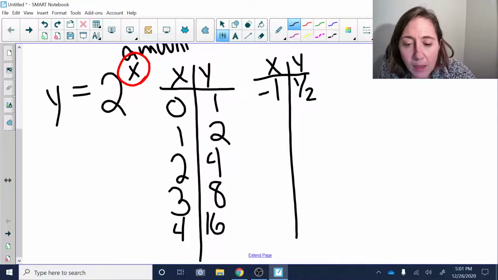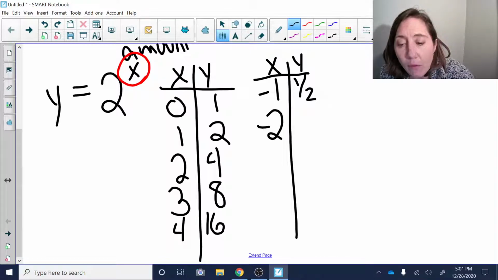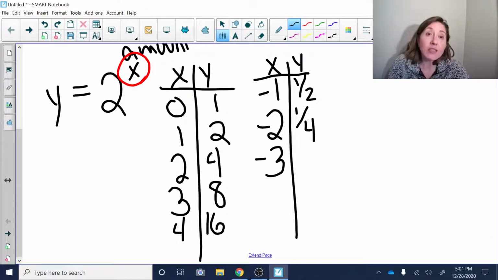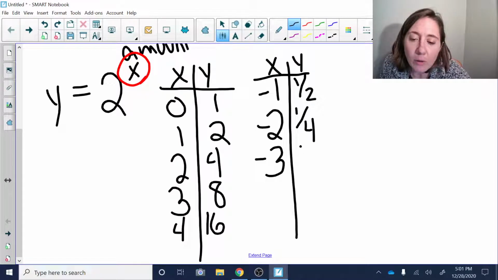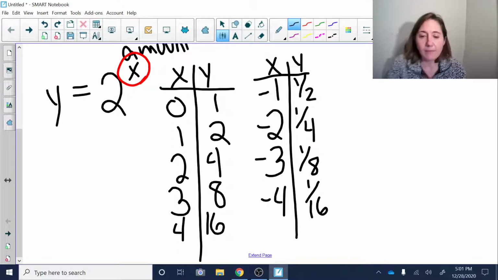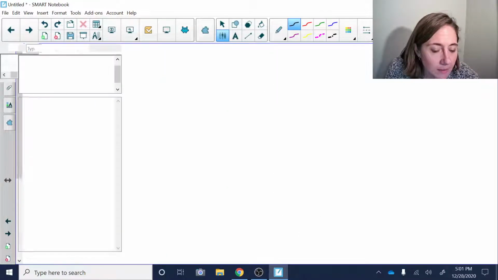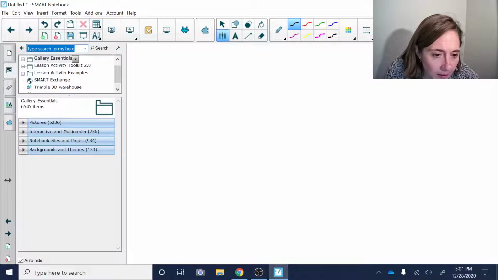If I put a negative 2 in for my exponent, 2 squared is 4. So 2 to the negative second power is 1 over 4. If I put a negative 3 in, since 2 cubed is 8, 2 to the negative third would be 1 over 8. It's the reciprocal. Put a negative 4 in for x, that would be 1 over 16. Okay, so we have all those values. Let's take them and graph them. So let's see. Get a little graph to pull up here.